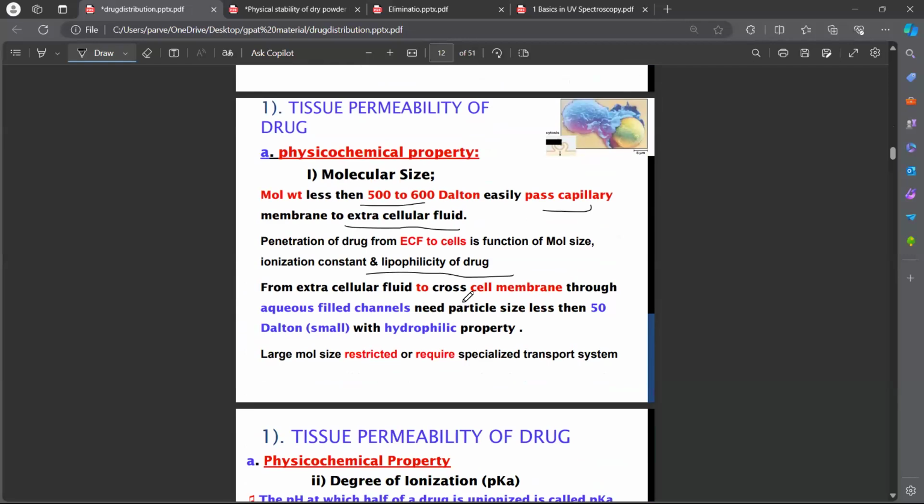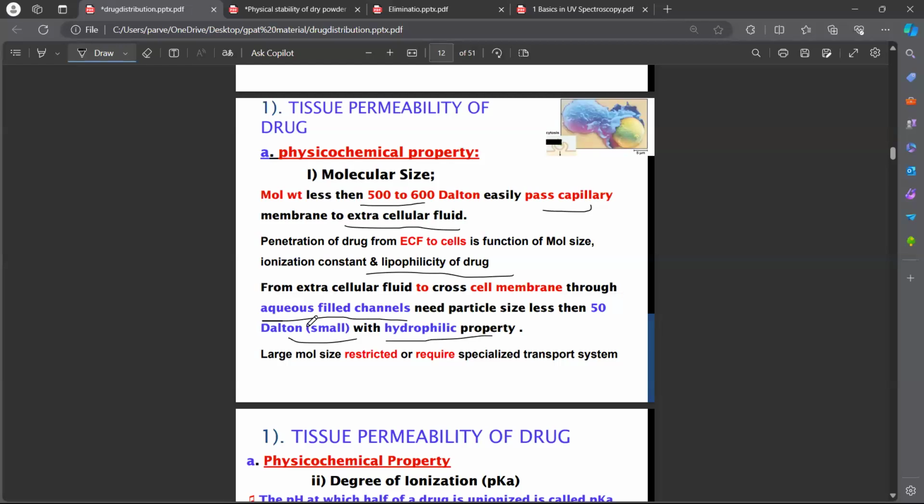From the extracellular fluid, the drug crosses the cell membrane through the aqueous filled channels. Aqueous filled channels are the pore channels, where I mentioned the size generally ranges from 4 to 10 Angstroms, needs a particle size less than 50 Daltons, and should have the hydrophilic property.